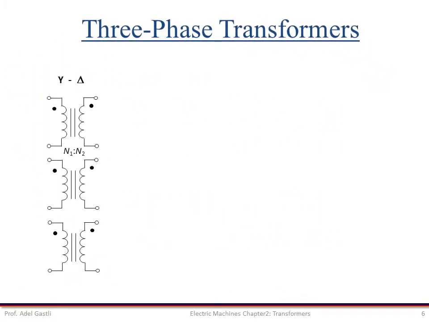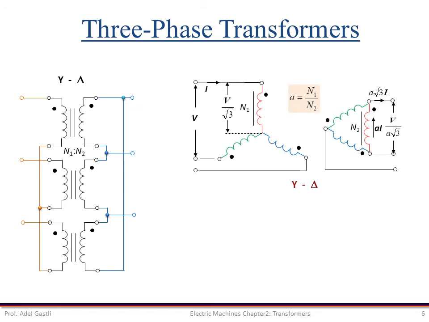Let us consider a Y delta connection of three single-phase transformers as shown here. On the primary side, 3 terminals of identical polarities are connected together to form the neutral of the Y connection, while on the secondary side, the windings are connected in series. A more convenient way of showing this connection is illustrated in this figure.